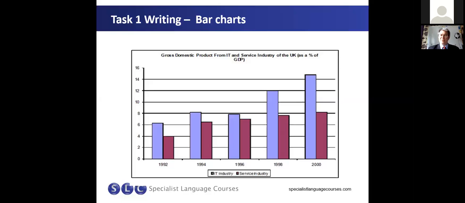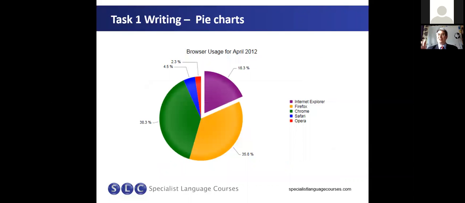Okay, let's move on and look at another type of diagram to give us the data. Pie chart. I like the word pie chart. It describes it exactly. It is like a pie or a pizza. And here's a slice. So what have we got? Browser usage for April 2012.